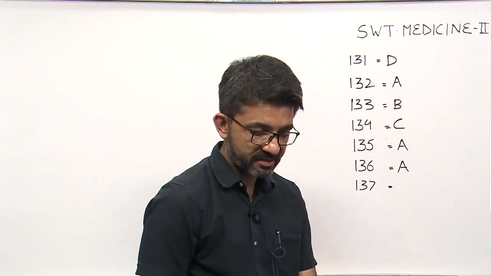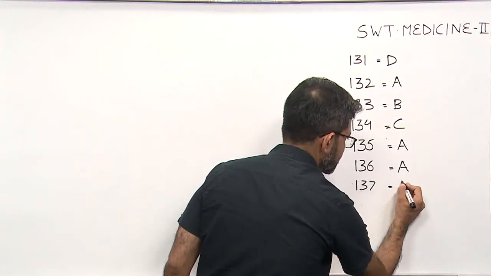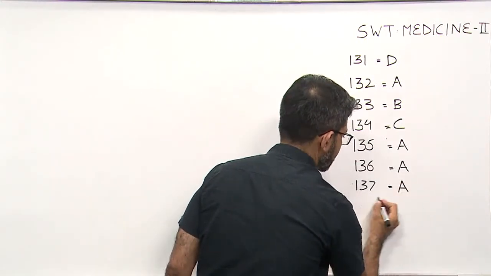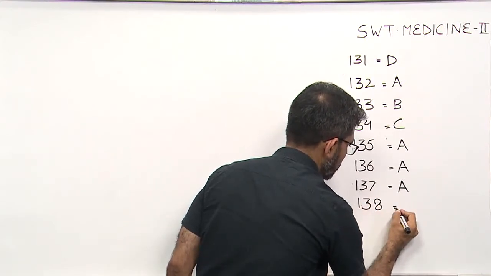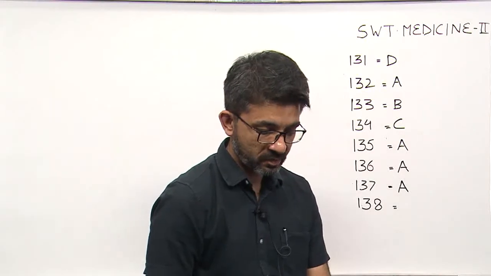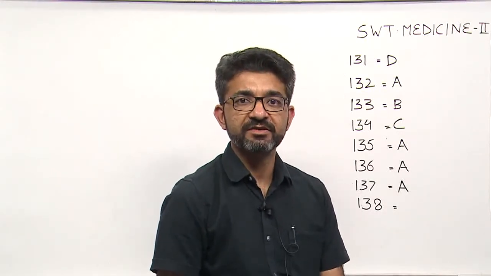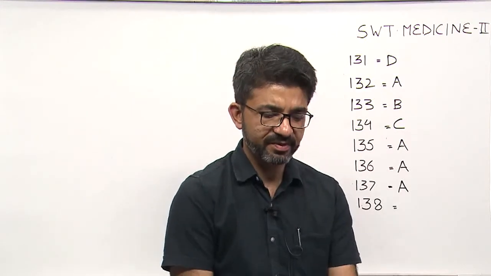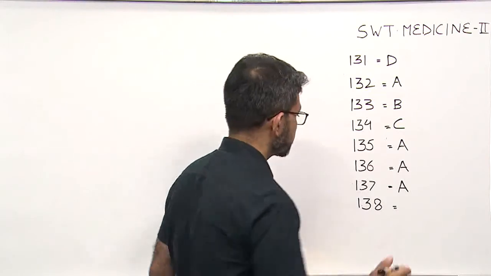Vitamin D resistant rickets, the answer is A, hypophosphatemia. We have already discussed hypophosphatemia in SWT 1. UK PDS trial is a landmark trial in type 2 diabetes. It is a landmark trial, remember it. So, the answer is B.